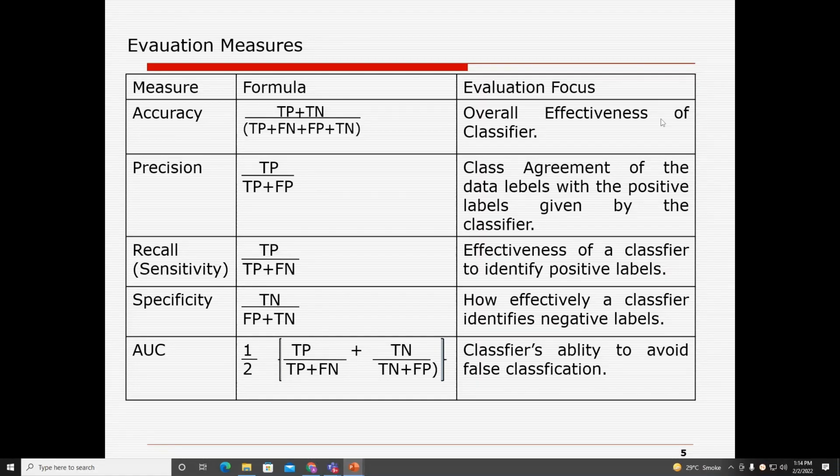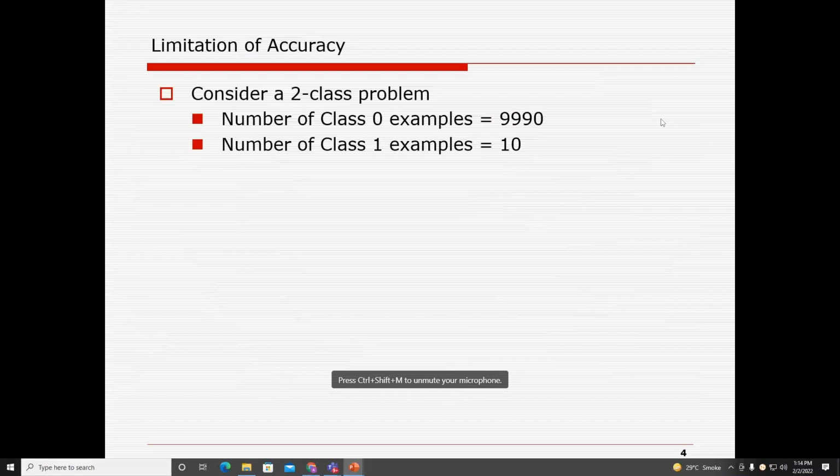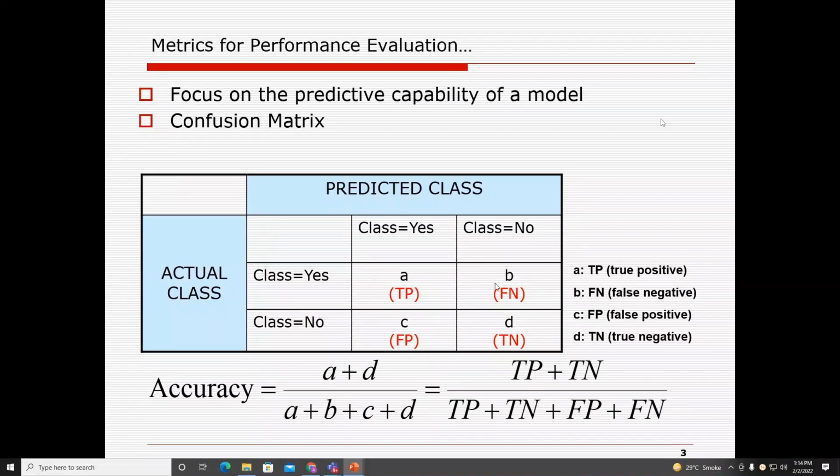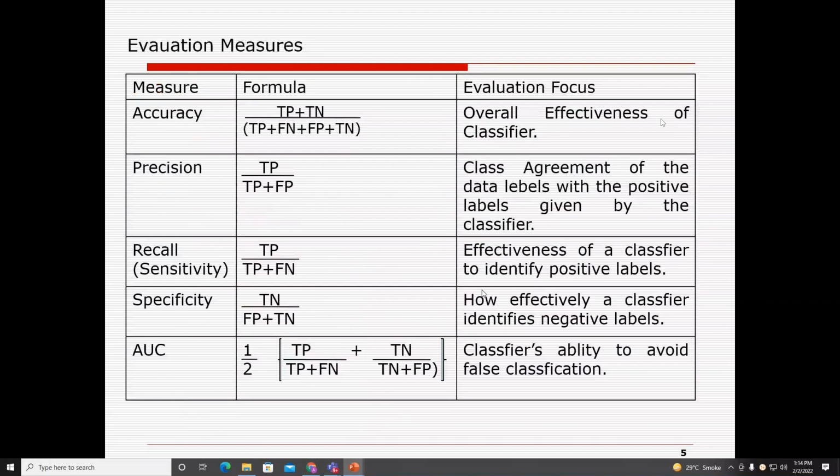Then we have recall. It is also called sensitivity, right? This is the effectiveness of a classifier to identify the positive labels. So it is TP upon TP plus FN. It is the first value divided by the sum of the first row. TP upon TP plus FN. So it is called recall or sensitivity. All these values are to be calculated from the confusion matrix, right?